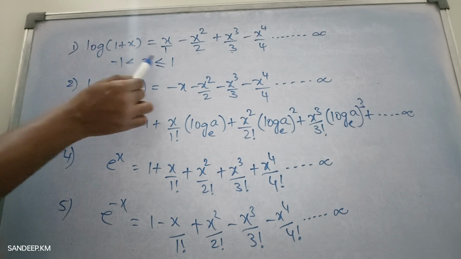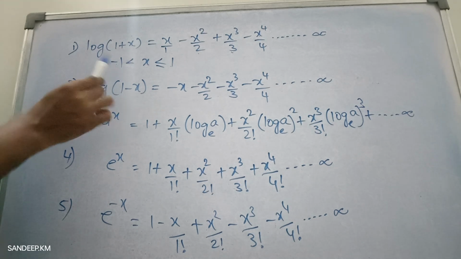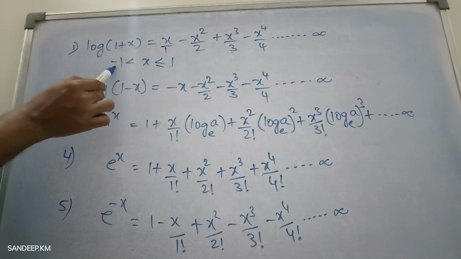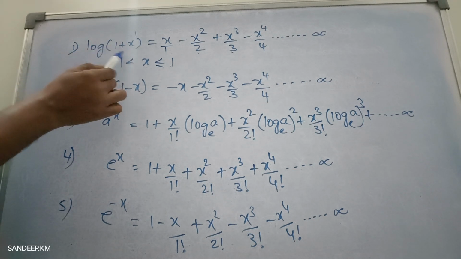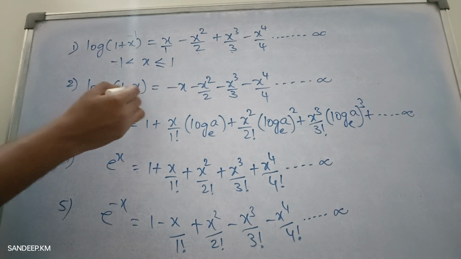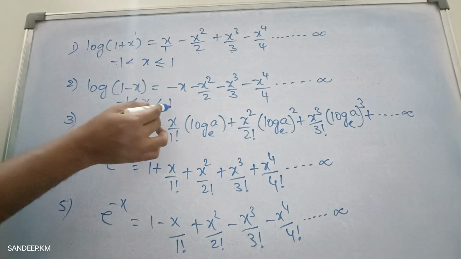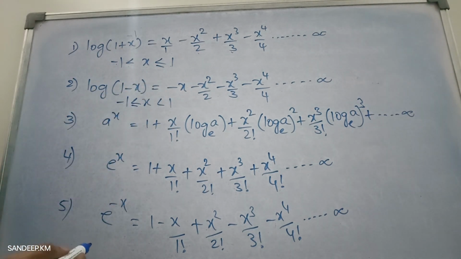It must be between minus 1 and plus 1. And most importantly, x should not be equal to minus 1, because if x is equal to minus 1, I'll get log of 1 minus 1. Log 0 is not defined. So x is not equal to minus 1. Same way here also, x is between minus 1 and plus 1, and x is not equal to 1. It can be equal to minus 1.